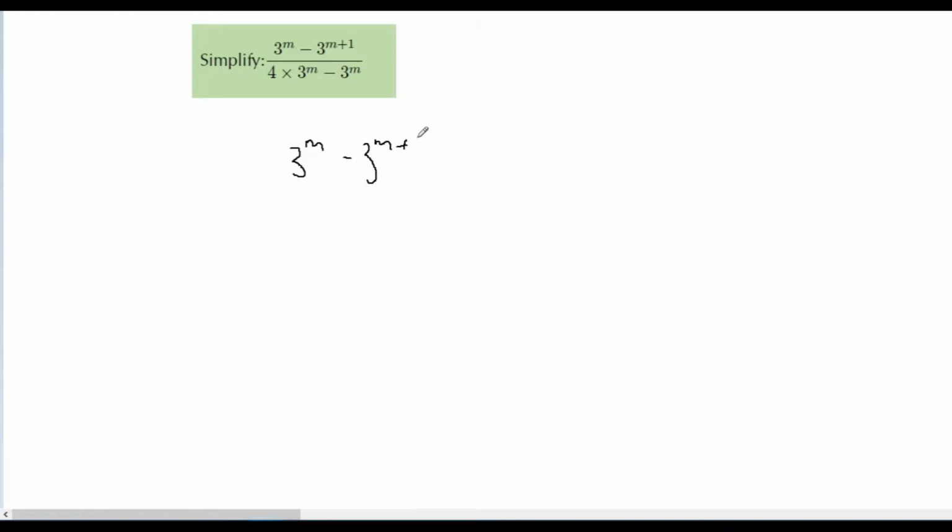Right. So we have (3^m minus 3^(m+1)) all over (4 multiplied by 3^m minus 3^m). This is all one sum, but in our numerator we have two terms. We have our 3^m, and our second term is minus 3^(m+1). At our denominator we also have two terms: the 4 multiplied by 3^m, and our second term is minus 3^m.